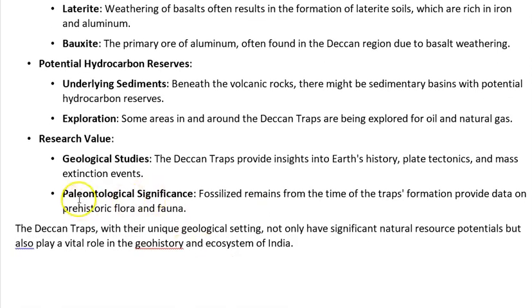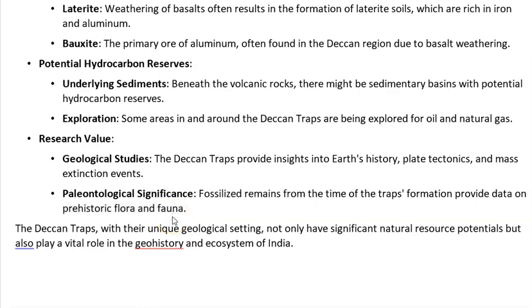Then paleontological significance. Paleontology means what? Study of fossils kind of thing. So when India got hit in that particular Eurasian region, we have seen about the submergence of Tethys Sea, etc. So huge tons of fossil remains were there, on the top of which this particular Deccan Trap got created. So you can study the fossilized remains, which will give data about the prehistoric flora and fauna. Okay, before the Earth or during the formation of continents, what all flora and fauna was present in those particular areas.